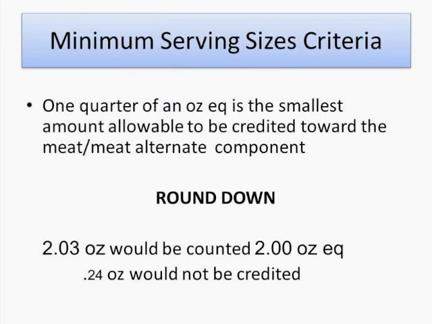First, a reminder that 1/4 ounce is the smallest amount allowable to be credited toward the meat alternate component. When crediting, you always round down to the nearest 1/4 ounce. For example, a 2.03 ounce item would be counted as a 2 ounce equivalent, and a 0.24 ounce item would not be credited.